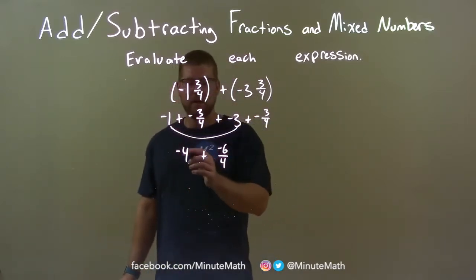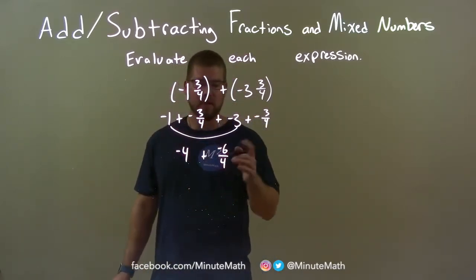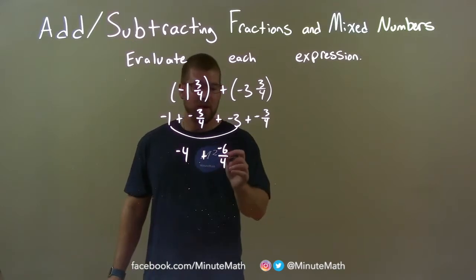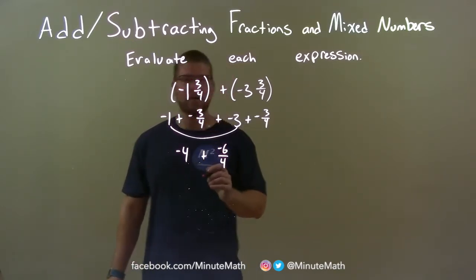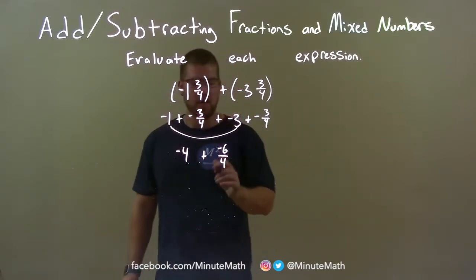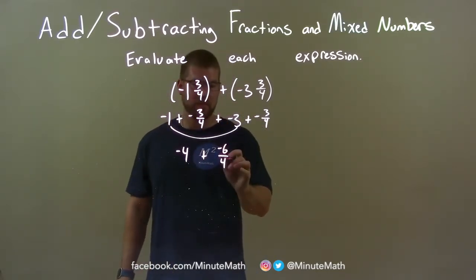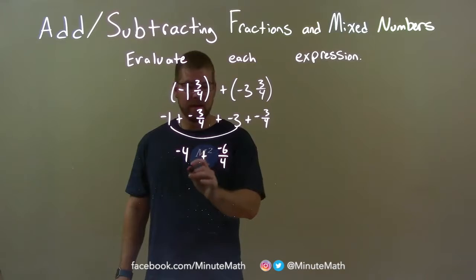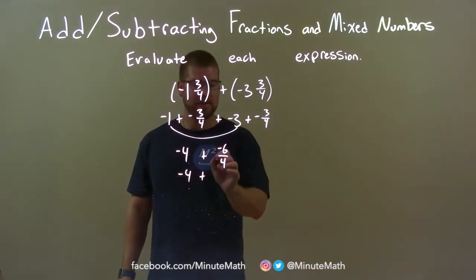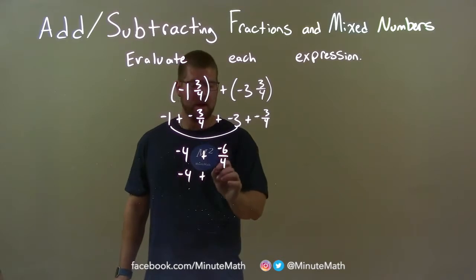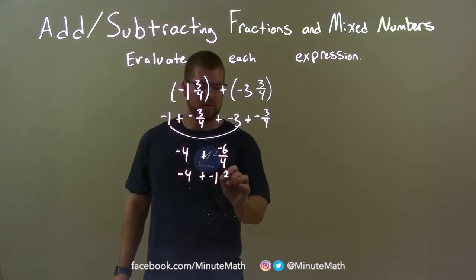Anyway, so negative 4 plus the negative 6/4. Okay. So now we can combine these two together, but first, I don't like this negative 6/4. I need to make that a proper fraction. Okay, so negative 6/4 is the same thing, when the negative 4 comes down, same thing if we break it down, as a negative 1 and 2/4.